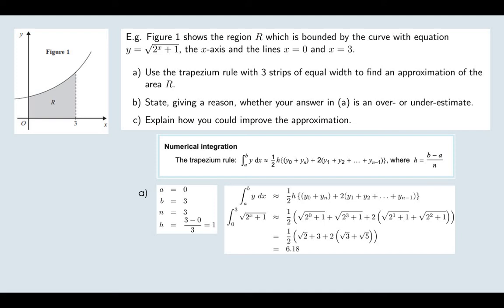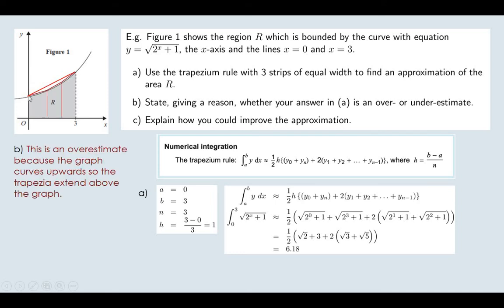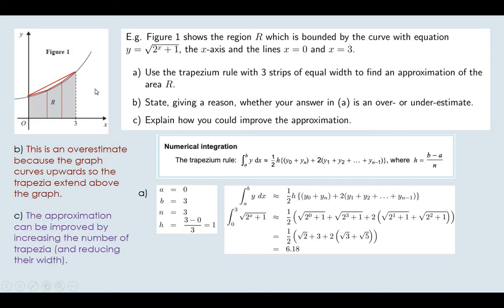For part B, we're going to try and decide if our estimate using the trapezium rule will give us an over or an underestimate. An easy way to check this is to simply join up one end of the curve to the other for the region we're looking at. Our strips will be similar to that, but we can't see them as easily. So we can see that our trapezia are lying above the curve, so we have an overestimate. We can always improve the approximation by using more trapezia of narrower width.